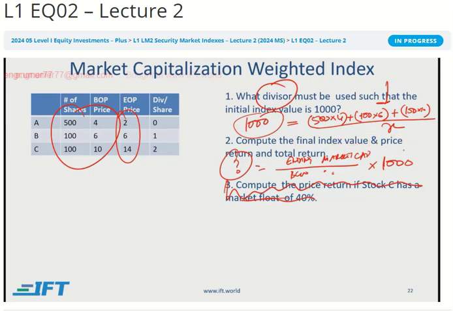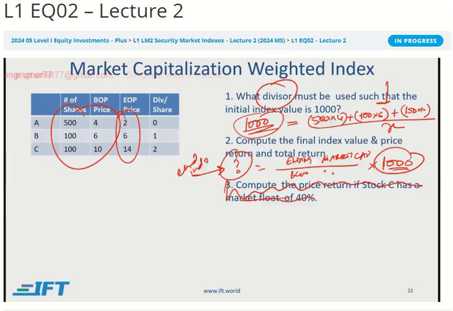Now what is the price return? Price return is the return on the beginning index and the ending index, right? So beginning index being 1000, calculate the ending index by taking the beginning and multiplying it by ending market cap divided by beginning market cap. So you get the ending index, calculate the price return on that.